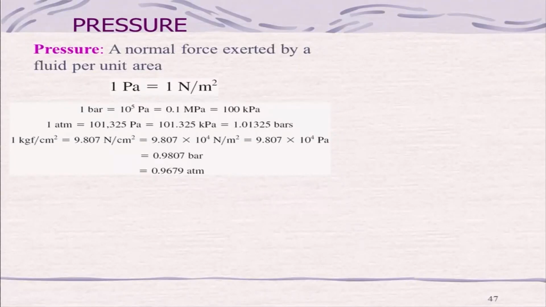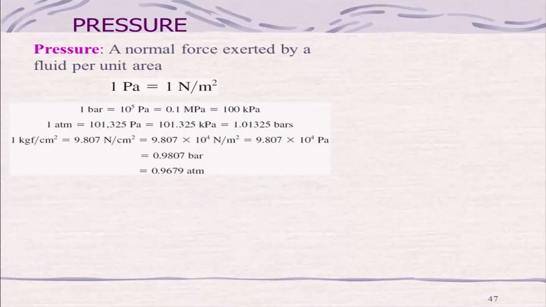101,325 Pascals, right. That means 1 Pascal will be 1 divided by this, which is very, very small. And of course, some people call it a bar. Basically 1 bar is equal to 10 power 5 Pascal, and 10 power 5 is a big number, therefore people use either 0.1 megapascal or 100 kilopascal.